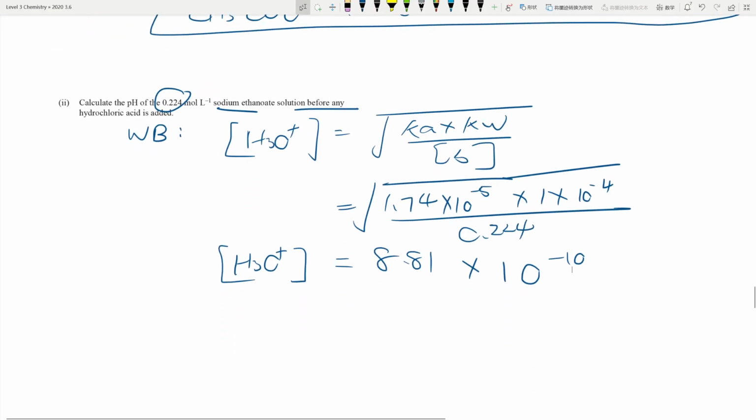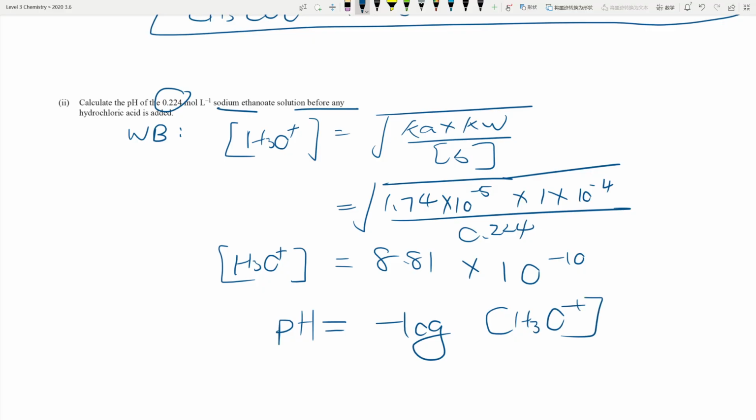And again, I'm just looking at the answers on the NCEA website. Good luck trying to figure that out yourself, guys. It doesn't do that well of a job for you. So negative log of that is 9.05. Just remember this equation.